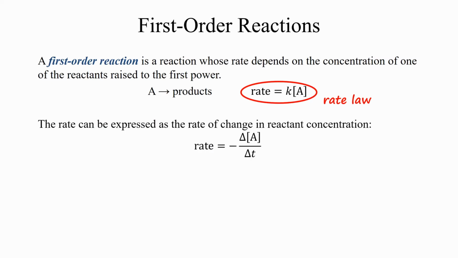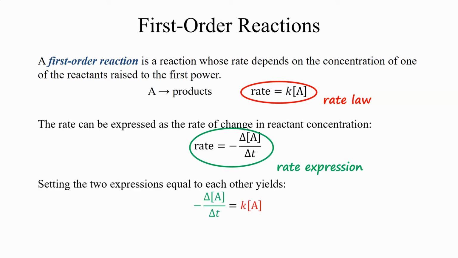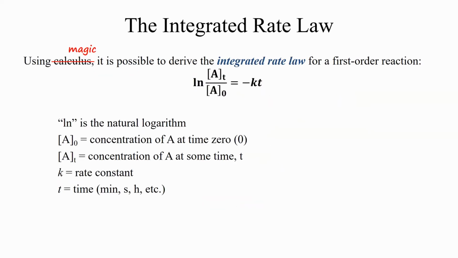And then we take a look at our rate expression. Rate equals the disappearance of the reactant over time. If we combine these two, we get this equation. And if we apply calculus, it's possible to derive the integrated rate law for a first-order reaction. This is very useful. Now we can determine what the concentration of our reactant is at some time within a reaction, as long as we know the rate constant, the initial concentration, and how much time has passed.